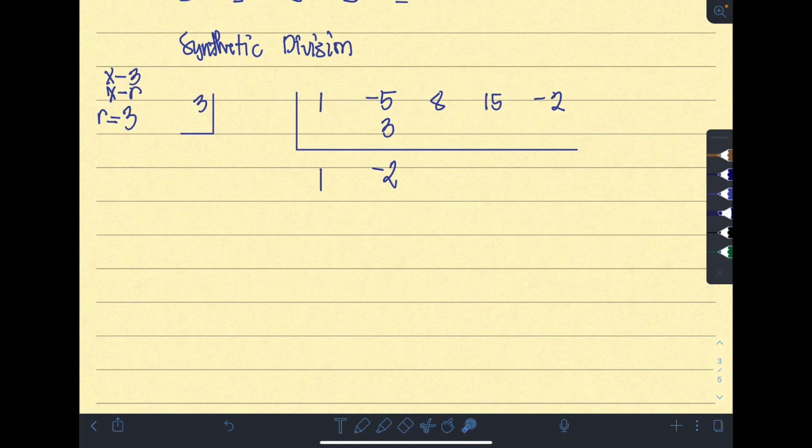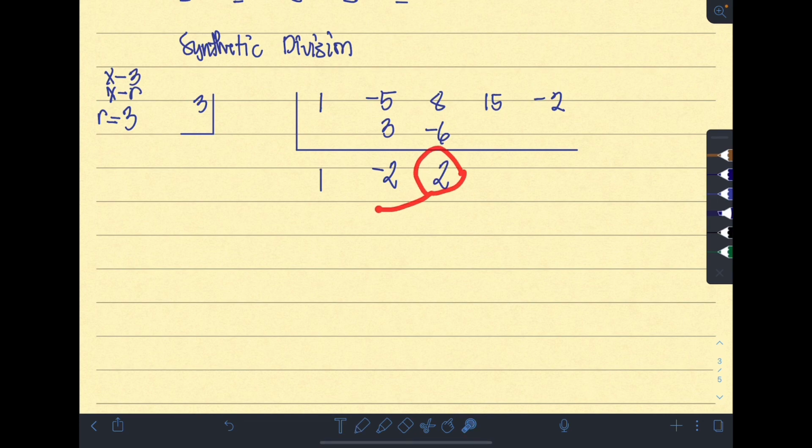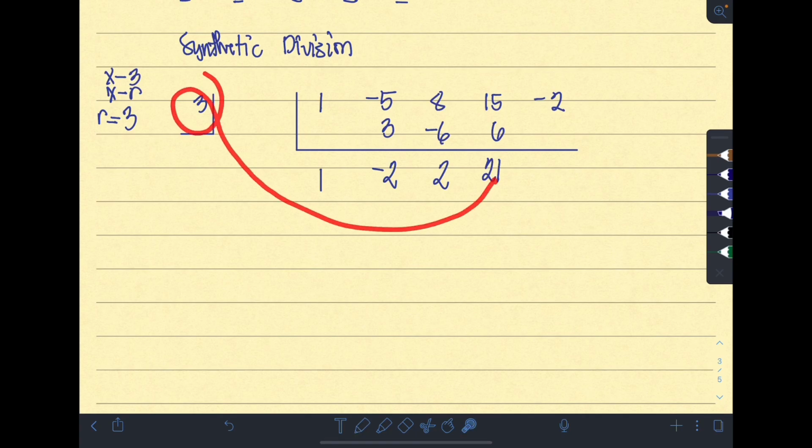Next is multiply -2 to 3. The result is -6. Then combine again 8 and -6. The result is positive 2. And then multiply again 2 times our r, which is 3, and we have 6. Then combine 15 and 6, you have positive 21. Repeat the same procedure, 21 times 3, you have 63.